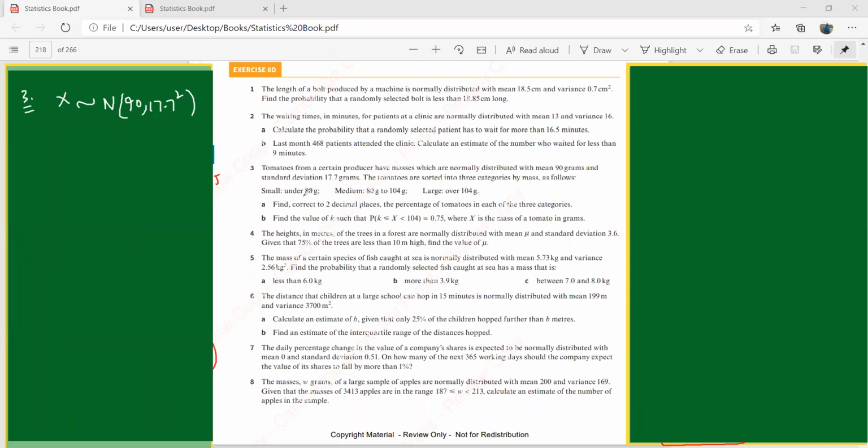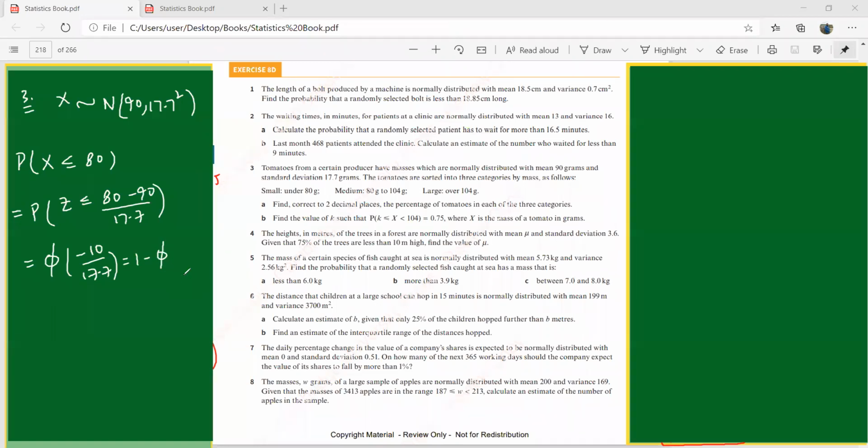So I'll just be finding the small category first. For the small category, we have x is less than or equal to 80. Anyone which is less than or equal to 80 is going to be in the small category. So we'll quickly standardize this. Probability z is less than or equal to 80 minus 90 over 17.7. And this is going to be phi of, clearly a minus number here, minus 10 over 17.7, which is going to be 1 minus phi of, let me find what is 10 over 17.7.